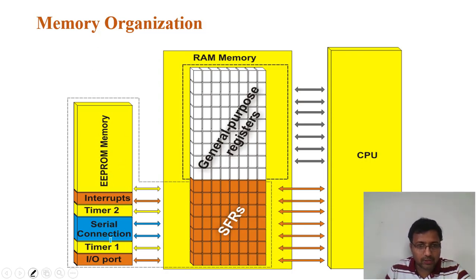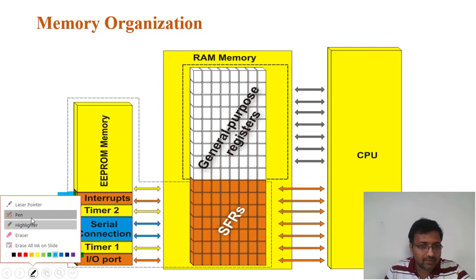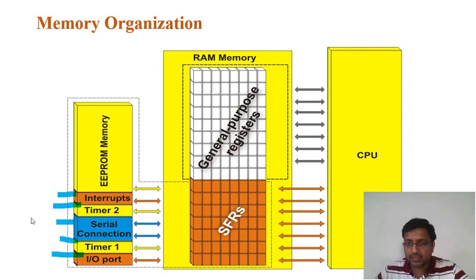So we have IO ports, timer, serial communication, timer 2, interrupts, then EEPROM memory available, and this is known as an SFR. So whatever the things you are receiving here, timers, interrupts, serial communication, timer 1, then we have IO port. So these are SFR. SFR stands for special function registers.